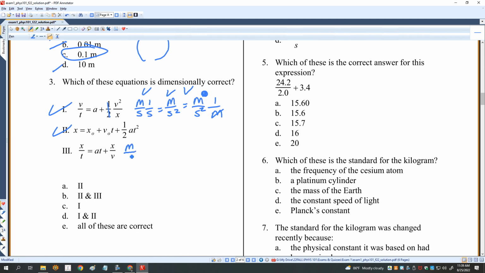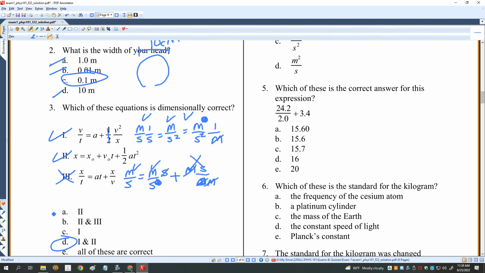And here I have meters per second, meters per second squared, seconds. Okay, so far so good. Plus meters. And then I have 1 over meters per second, which is seconds over meters. Meters. But that cancels out. So while these two are okay, that one's not. So that one is not dimensionally correct. So D is the right answer.